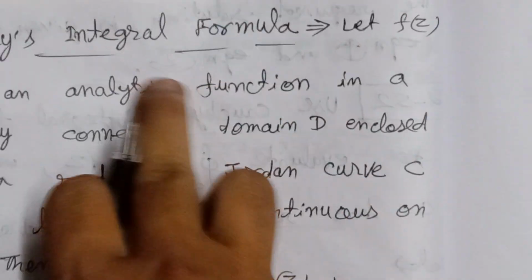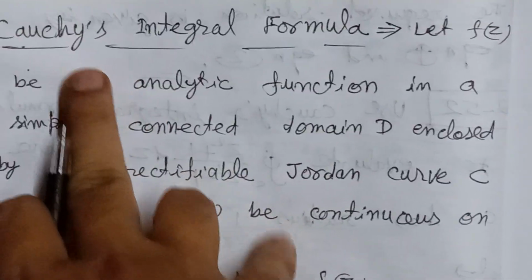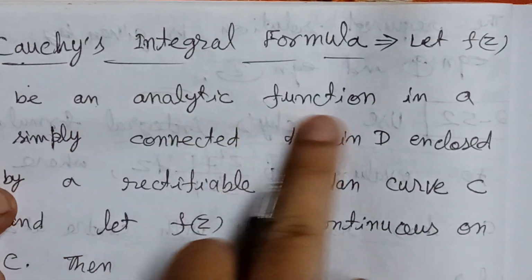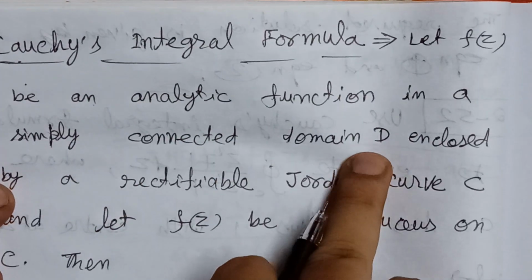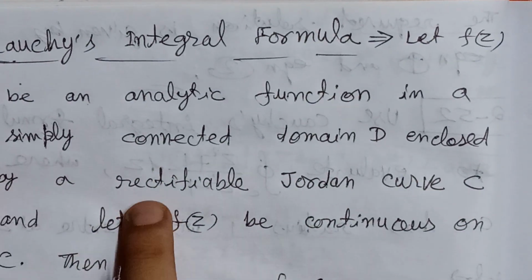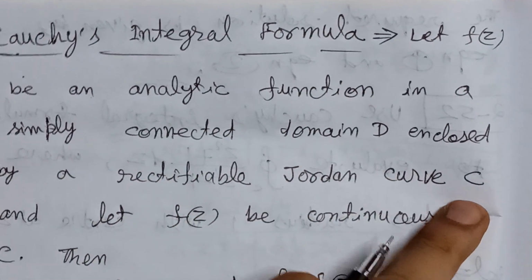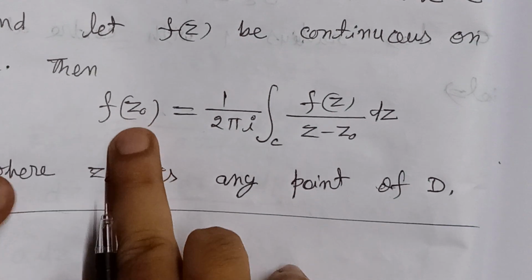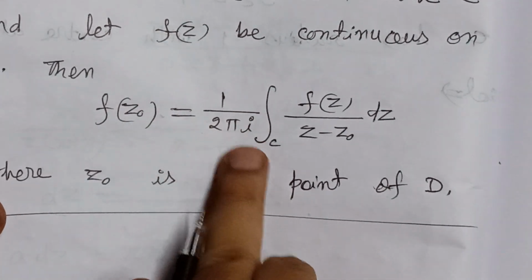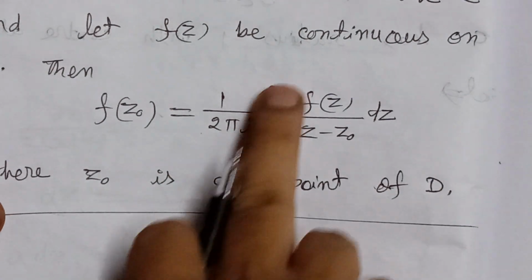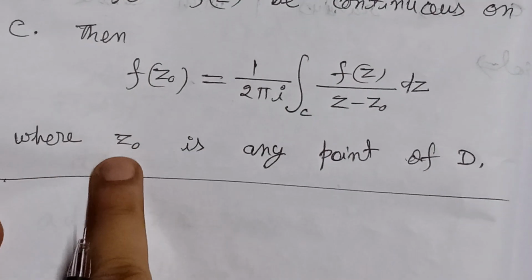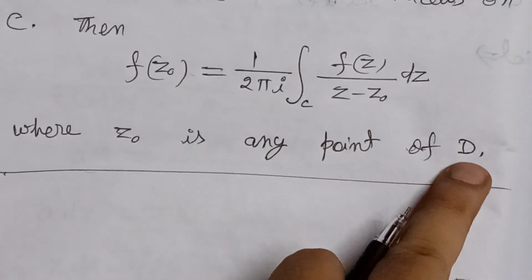First of all, we should know about the Cauchy integral formula. So I write here Cauchy integral formula. Let f(z) be an analytic function in a simply connected domain D enclosed by a rectifiable Jordan curve C, and let f(z) be continuous on C. Then f(z naught) is equal to 1 upon 2 pi i closed line integration f(z) upon (z minus z naught) dz, where z naught is any point of D.